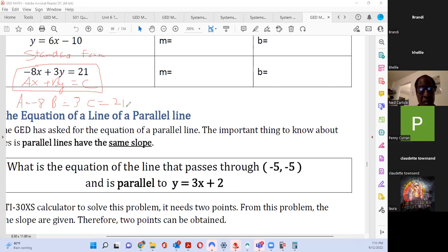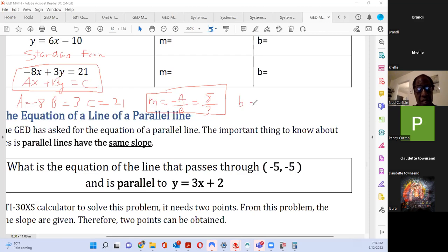So when you can identify A, B, and C, it's very important, because I'm going to give you the easiest way to find a slope and y-intercept. To find a slope, you take the opposite of A and put it over B. If A is negative 8, the opposite is 8. What's B? 3. So the slope of this line is 8 over 3. That easy. Opposite of A, put it over B, that's your slope, if the equation is in standard form.